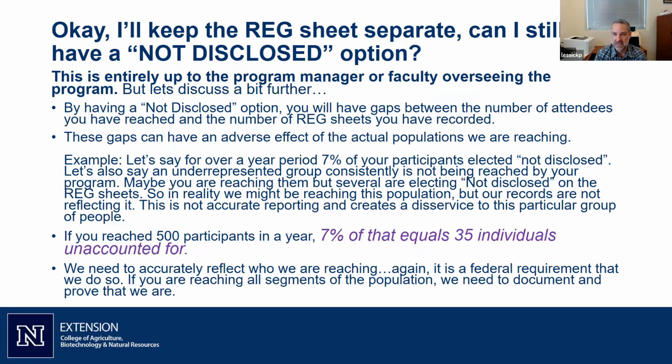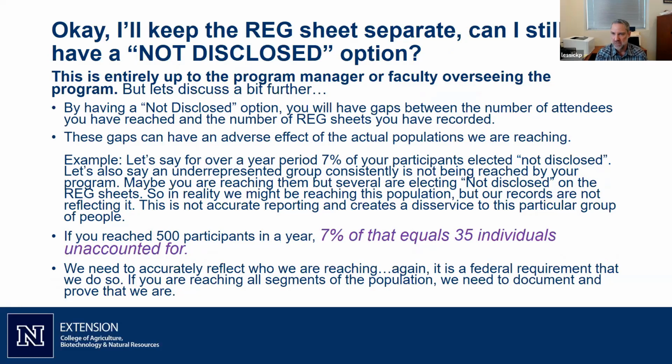Can I still have a non-disclose option? I think people want to have a non-disclose option because it puts people at ease, and it isn't optional. People don't have to fill this out. Although we have to report who we reach out to, the participant doesn't have to do it. So if you want to have a non-disclose option on your reg sheet, you can.